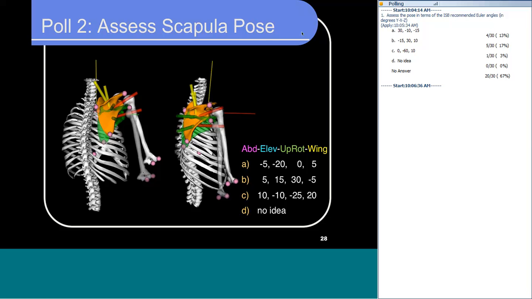So the poll is now ended. While we wait for the statistics, hopefully you chose option B. The orange scapula is slightly abducted, elevated 15 degrees, upwardly rotated about 30 degrees, and with -5 degrees of winging.